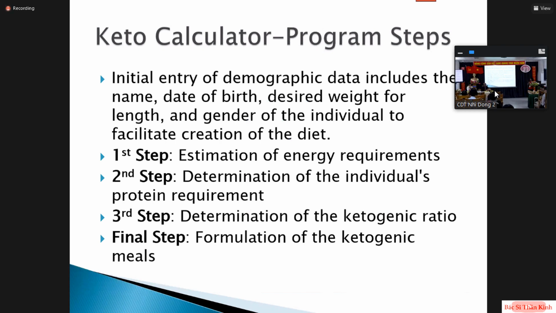So what are the program steps of using the Keto Calculator? Initial entry of the demographic data, which includes the name, date of birth, desired weight for length and gender of the individual to facilitate the creation of the diet. So first step is estimation of the energy requirements. Second is determination of the individual's protein requirement. Third is determination of the ketogenic ratio. And last is the formulation of the ketogenic meals.